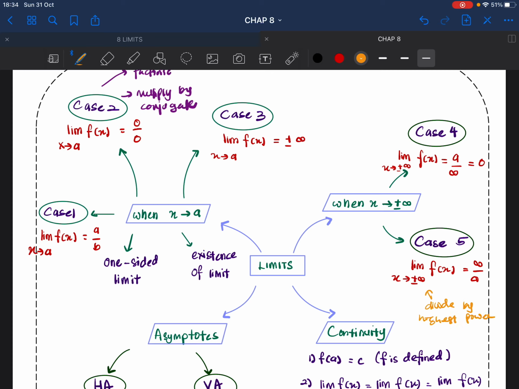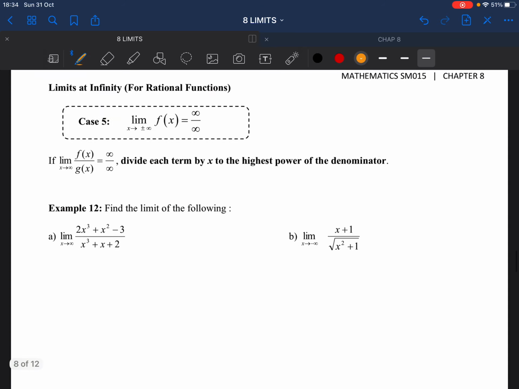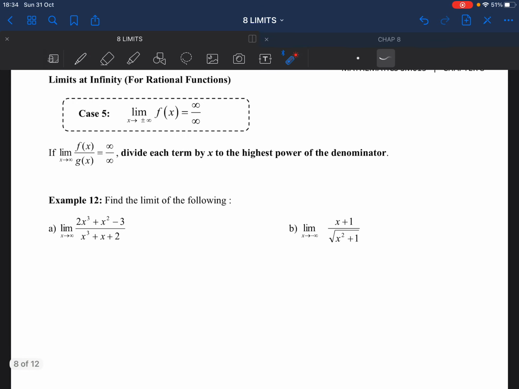So what does it mean, power of the denominator? Let's see here. Okay, so we have case 5, limits at infinity for a rational function. When we substitute the value of infinity, first it must be a rational function. Do you know what rational is? Rational is a fraction. If you substitute infinity into here, 2 times infinity is still going to be infinity. So here we are going to get infinity over infinity.